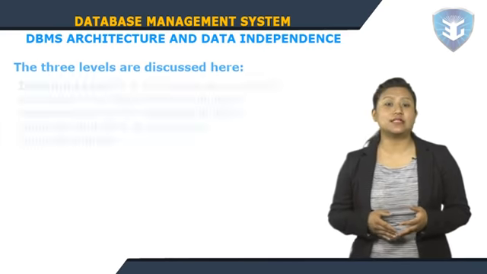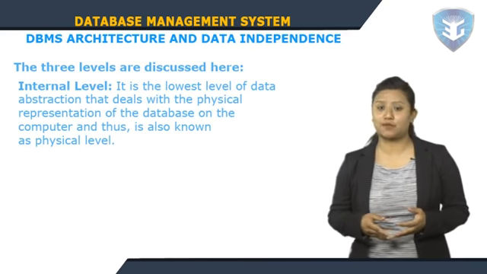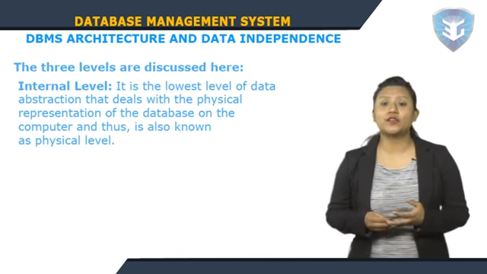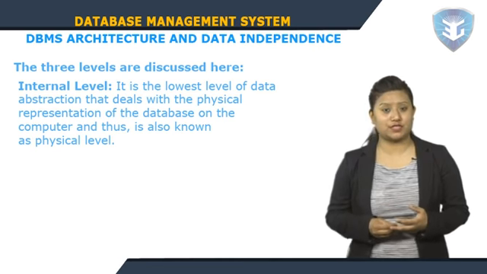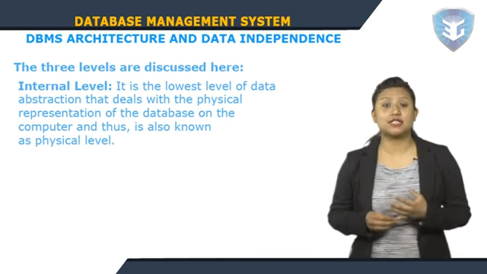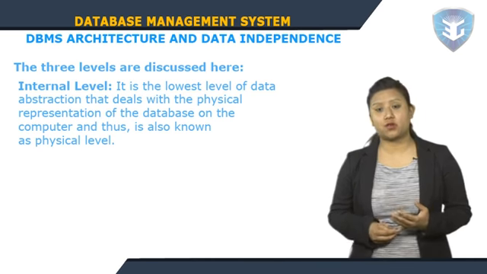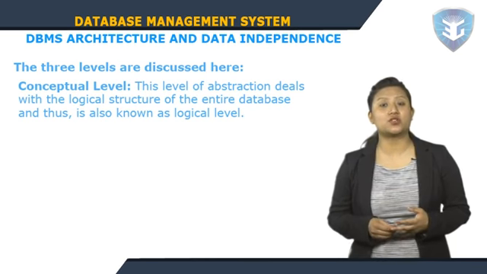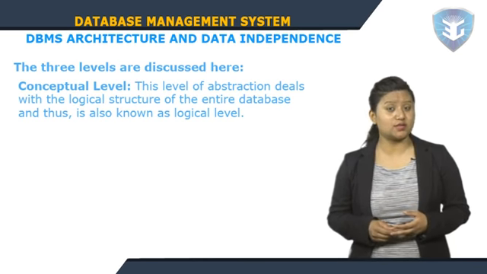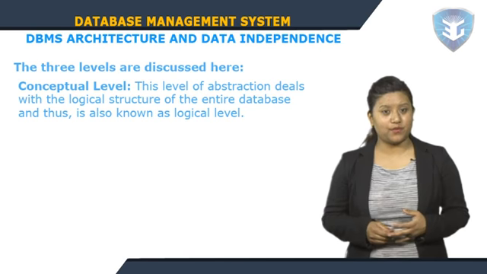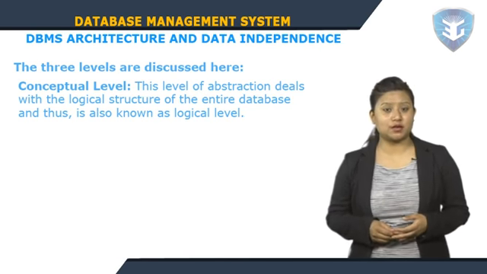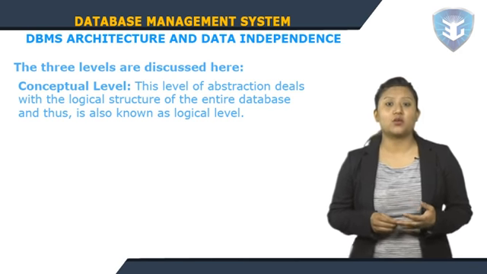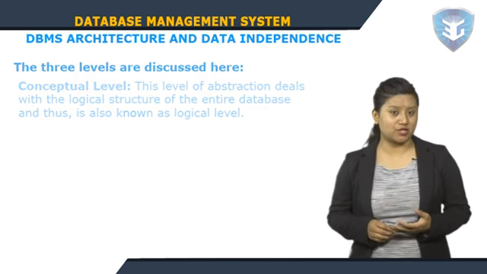The three levels are: Internal level. It is the lowest level of data abstraction that deals with the physical representation of the database on the computer and thus is also known as physical level. It describes how the data is physically stored and organized on the storage medium. Conceptual level. This level of abstraction deals with the logical structure of the entire database and thus is also known as logical level. It describes what data is stored in the database, the relationships among the data and complete view of the user's requirements without any concern for the physical implementation.